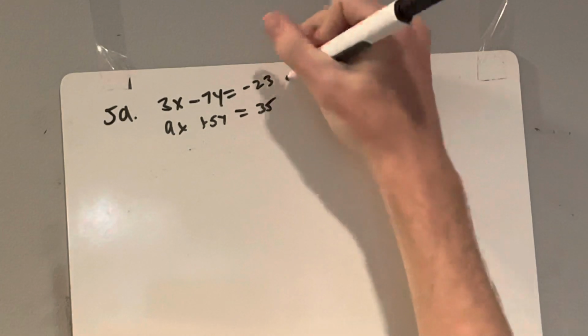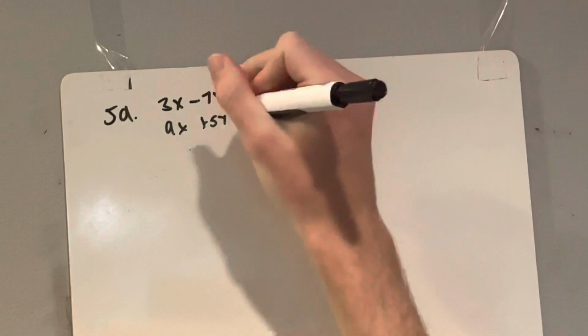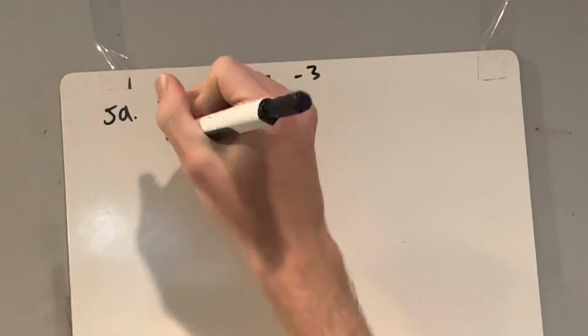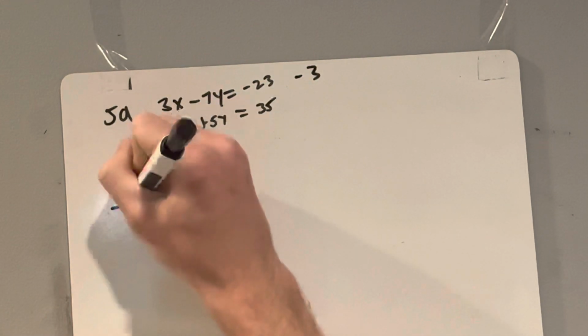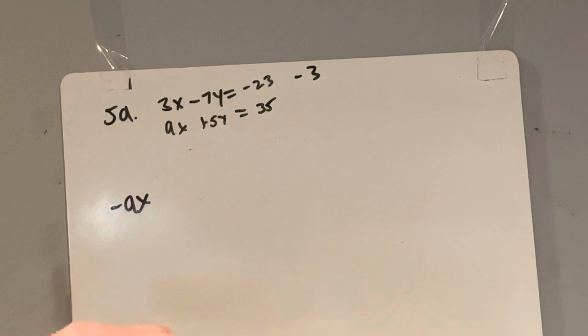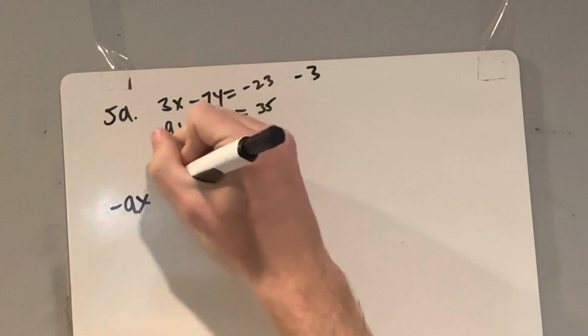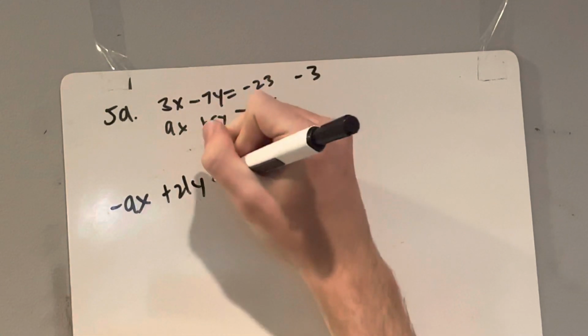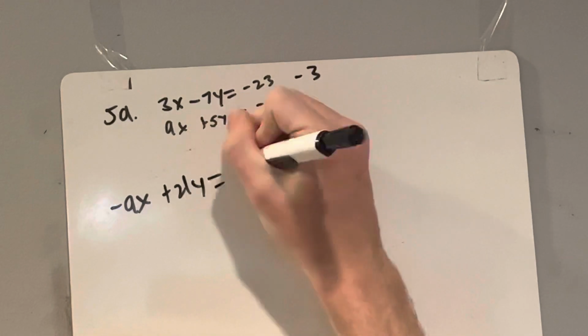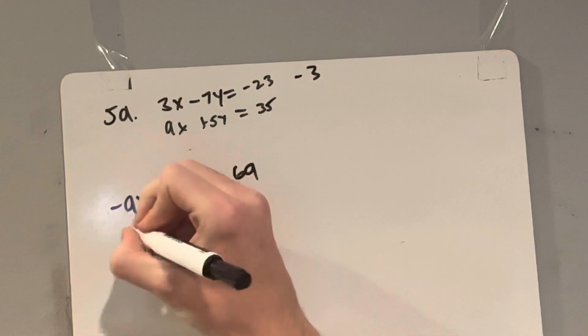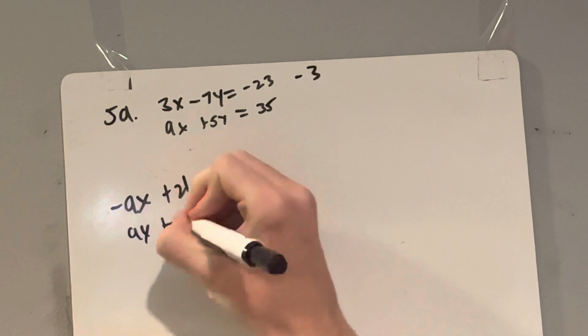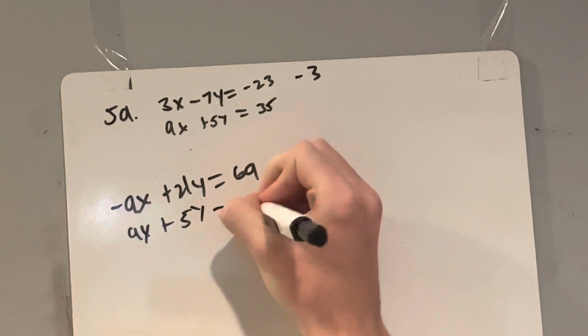So obviously, 3 times negative 3 is negative 9. So I'm going to multiply out that entire expression. 3 times negative 3 is negative 9x. Negative 7 times negative 3, that's plus 21y. And then 23 times 3 equals 69. Now I'm going to add our other equation below: 9x plus 5y equals 35.